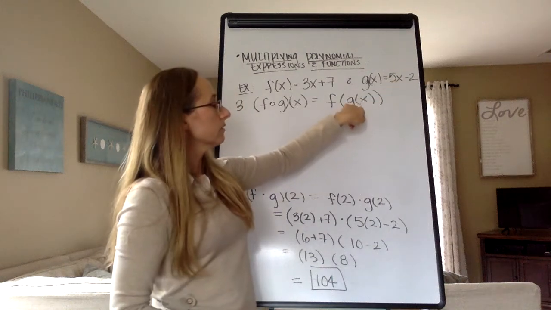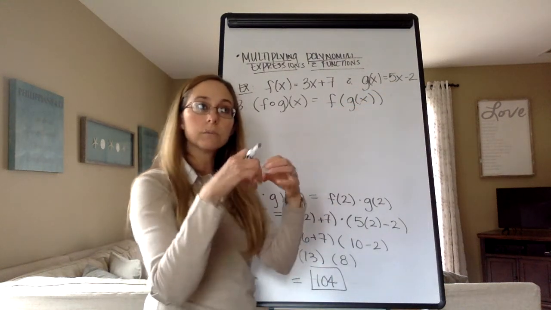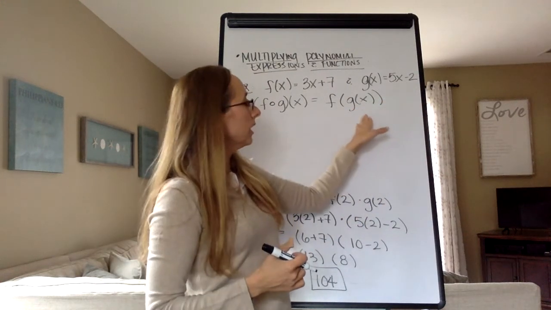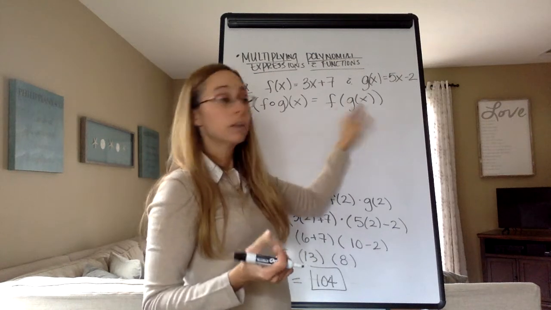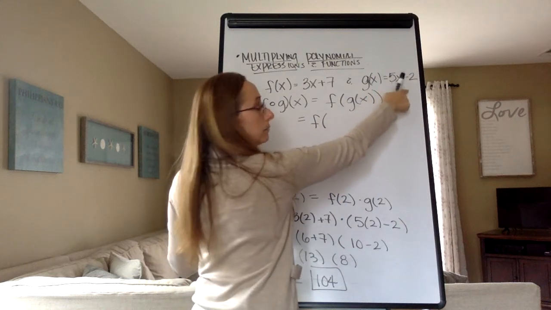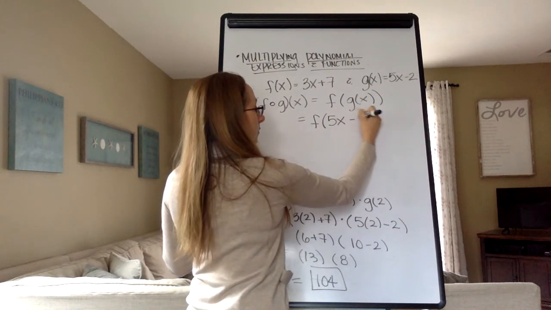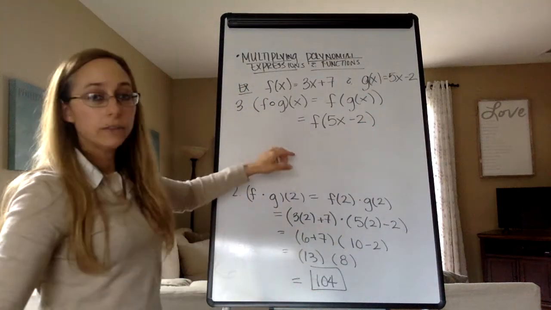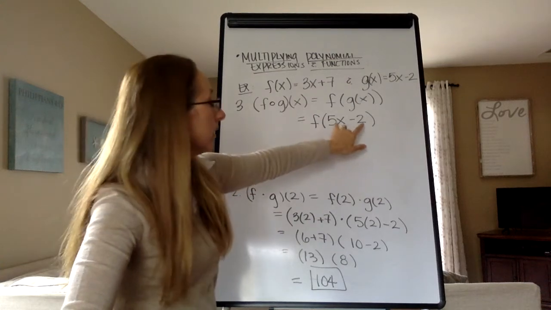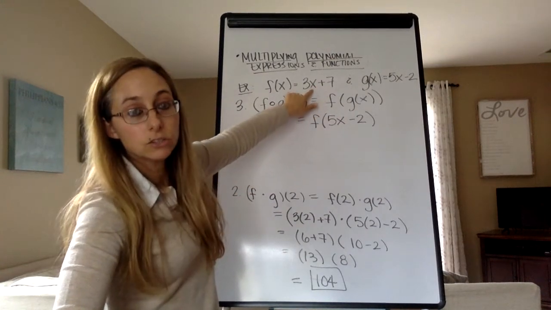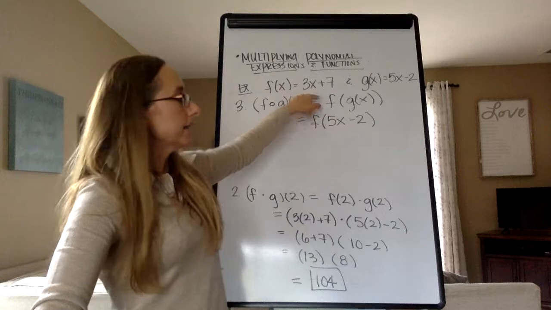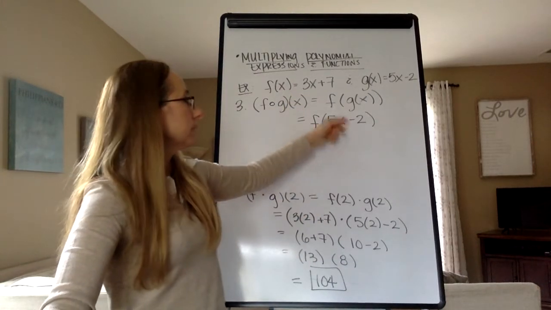So g of x is 5x minus 2. Again, you work from the inside and work your way out. So g of x is equal to 5x minus 2, so we're going to plug that in here and just replace it. So this equals f of, instead of g of x, I'm going to write 5x minus 2. Now this is saying evaluate the function f at the value 5x minus 2. So we're going to plug 5x minus 2 in for x in our f function. It's kind of a weird concept to be plugging in 5x minus 2 for x.